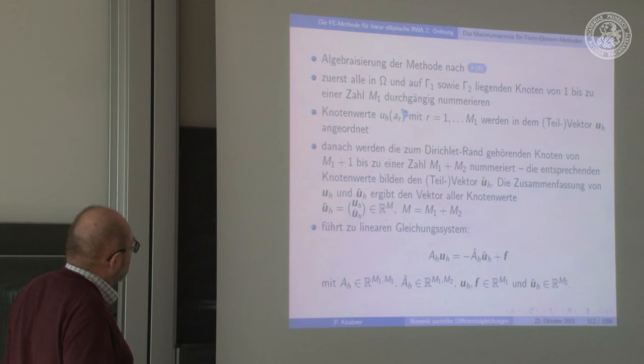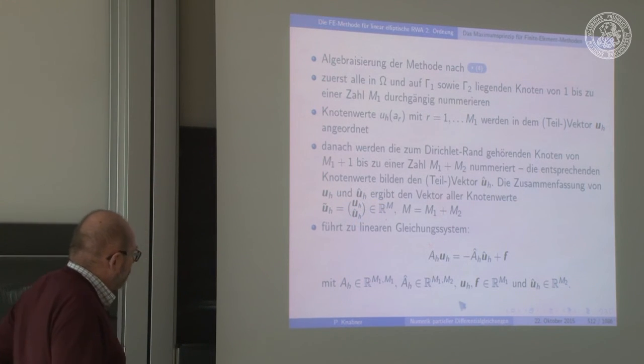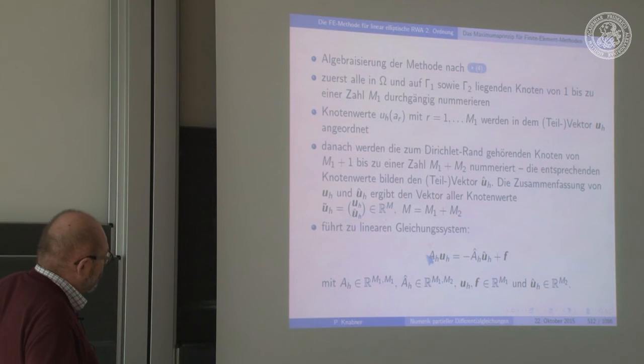Then we count the nodes, so this gives then a solution vector UH. And then we count the nodes which are on the Dirichlet boundary, then we go from M1 plus 1 to M1 plus M2. This gives an additional vector of prescribed values, UH hat, and this together gives the long vector UH tilde, the full solution vector with the Dirichlet nodes. And you remember hopefully also this structure from the discretization.